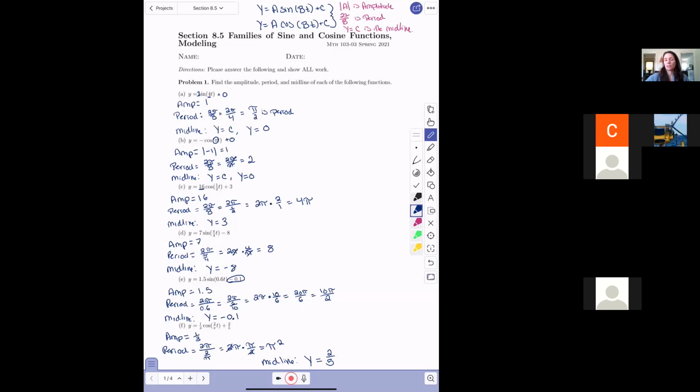Any questions on this page? I just have a question. On B, you said midline y equals c and y equals 0. Can you explain that? Yeah, I was just reiterating that y is equal to the c value. The real answer is just y equals 0. Does that make sense?